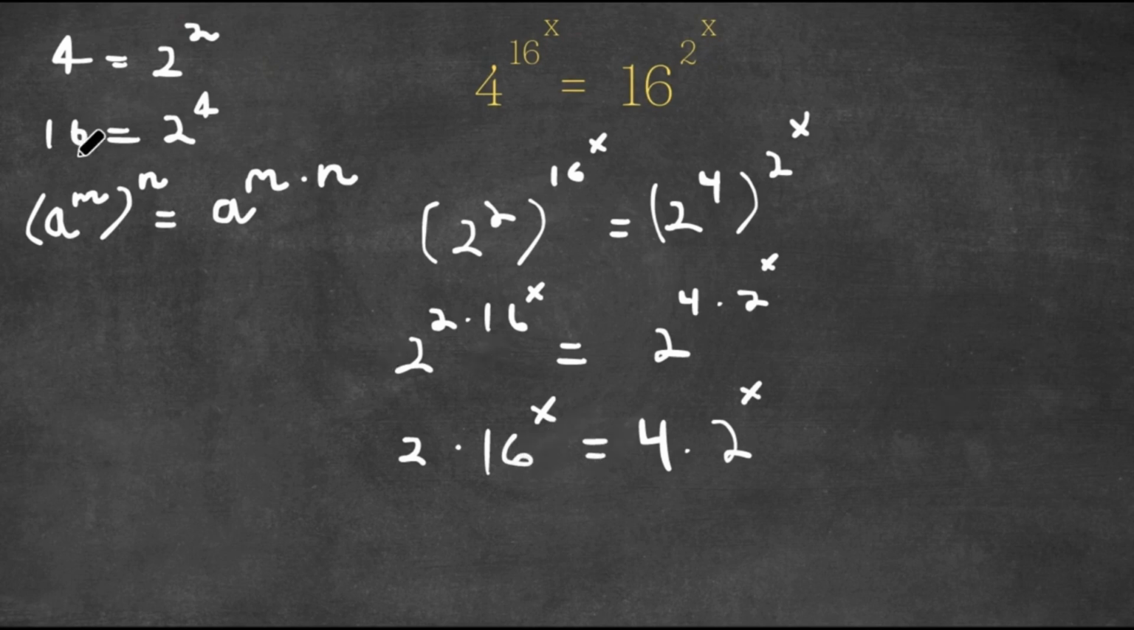Now I'm going to replace 16 again with 2 to the power of 4. So now we get 2 times 2 to the power of 4 times x, which is just simply 2 to the power of 4x, is equal to, and now I'm going to replace 4 with 2 squared. So it's equal to 2 squared times 2 to the power of x.